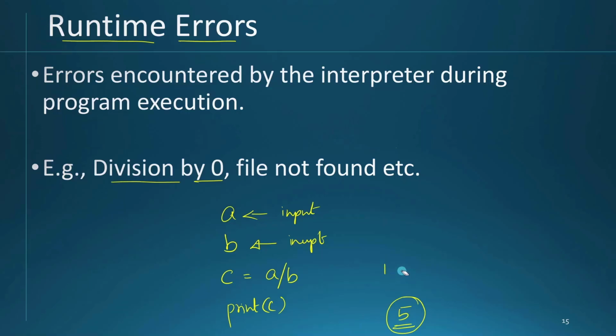Now I run the program again, and this time I will give value 10 to a. Now for b, I will give value 0. Now to identify the value of c, your interpreter has to divide 10 by 0. You see, any number divided by 0 is undefined, right? In mathematics, it is undefined. So the problem here is that this will give an error, and this error will happen only when you give value 0 to b. Any other number you give here, it will divide properly.